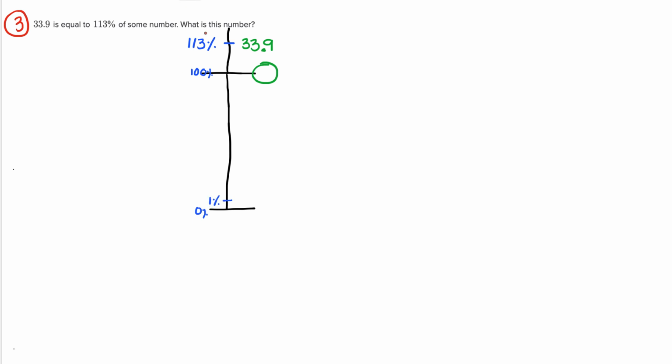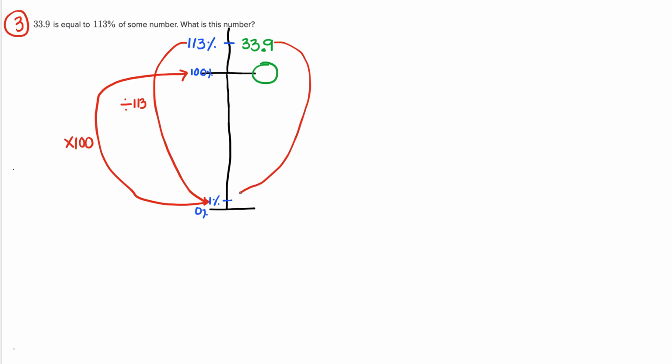So what we're going to do is first, we're going to divide by 113. And then whatever I get here, I'm going to multiply by 100. So there are two steps. The first step is to divide by 113, and then I'm going to multiply by 100. So it's the same thing that I'm going to do here. I'm going to bring this one down by dividing by 113, and then I'm going to bring it up by multiplying by 100.